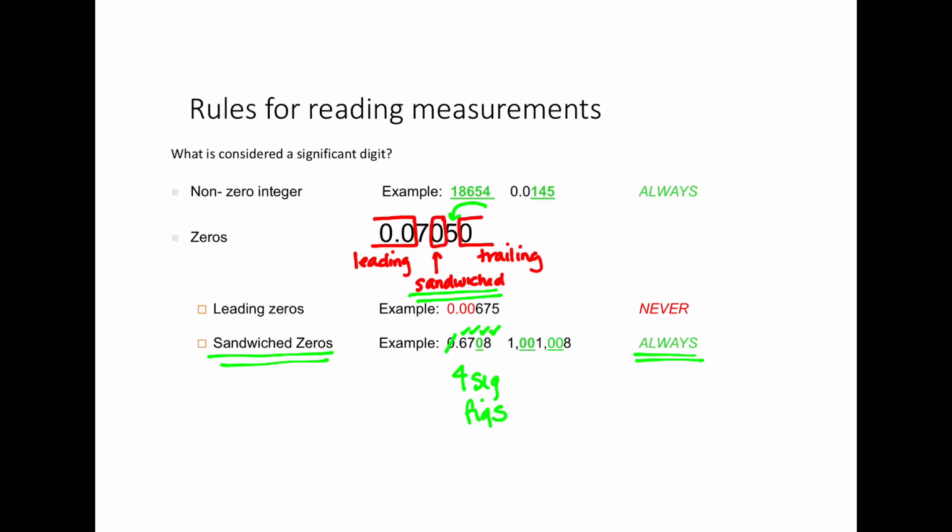In our second example, the 1 is a significant figure, and these next 2 zeros are sandwiched zeros, so they are going to be significant. The 1's non-zero, so that's going to be significant. And then we have some more sandwich zeros and also the 8. So this one has a lot of sig figs. It has 1, 2, 3, 4, 5, 6, 7.